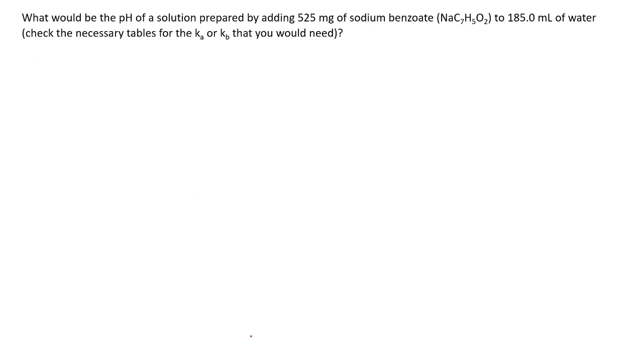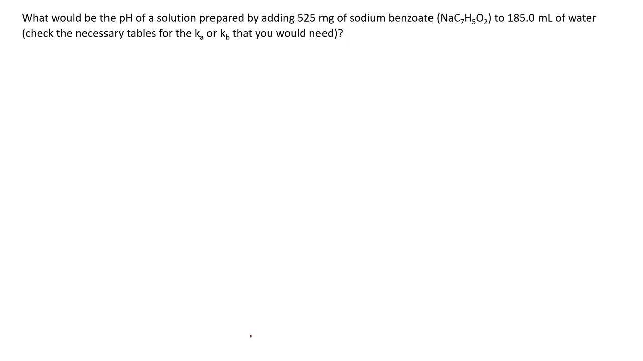So let's do one last question in this chapter, and this one will be a little bit longer. We'll have 2 slides to get through this one. We're going to look at the pH of a solution that comes from adding 525 milligrams of sodium benzoate to 185 milliliters of water. So first I need to identify what's going to be the acid or base in this situation. So we know we have sodium benzoate.